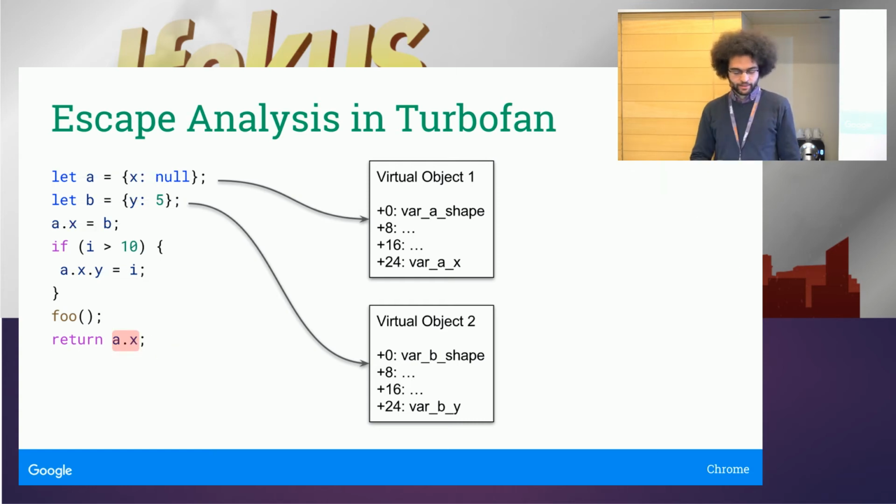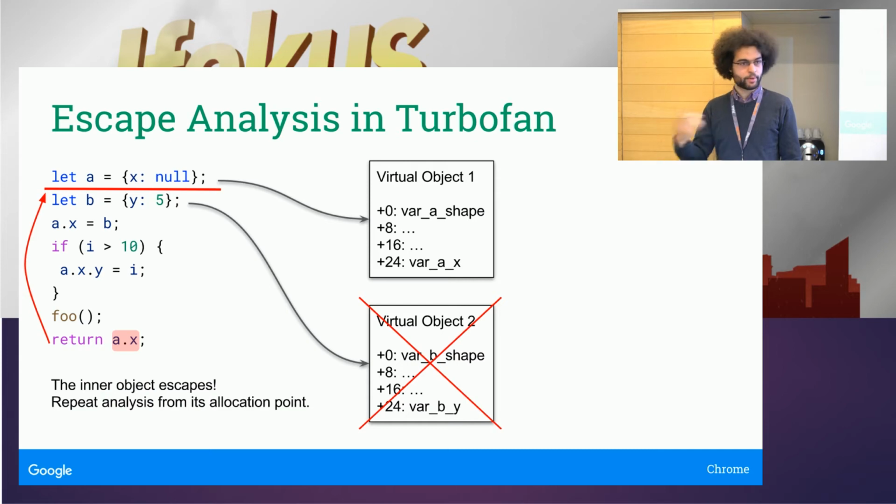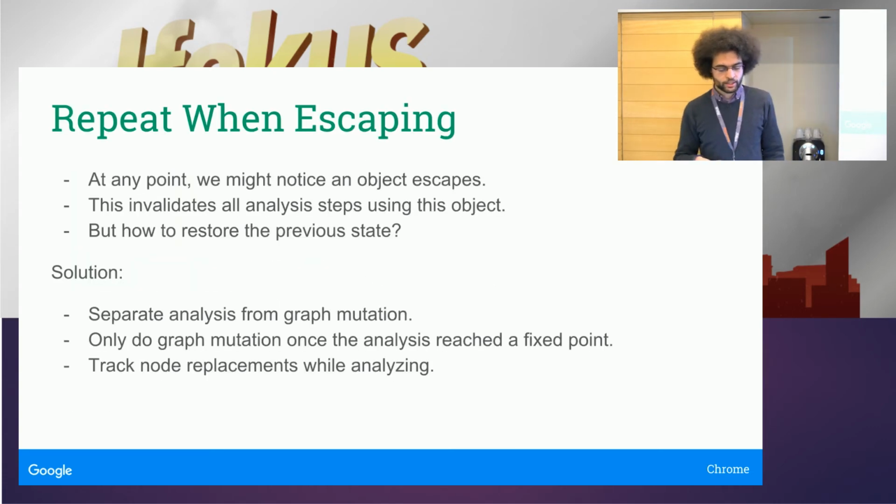So now I change it a bit. What happens if, for example, the inner object escapes? If we just return a.x, then the b object escapes. If we did the analysis as we did it before, then we only noticed this in the last line. So all we did before is invalid, which means we have to jump back to the beginning and redo everything. This time, virtual object 2 doesn't exist, and the rest of the analysis proceeds with this information. So at any point in time, we have to be able to redo everything. And this is also the first challenge.